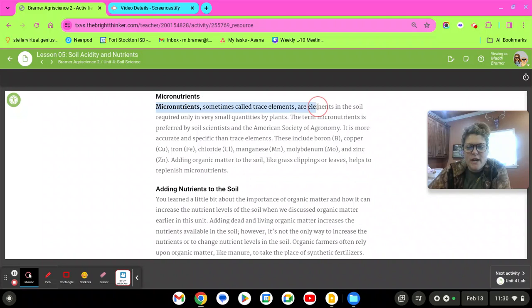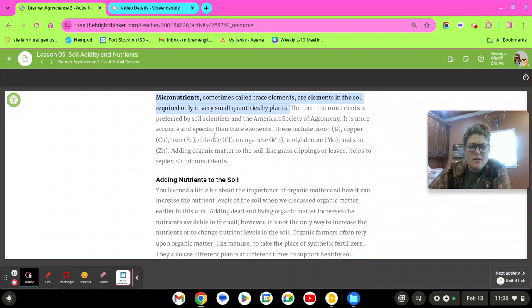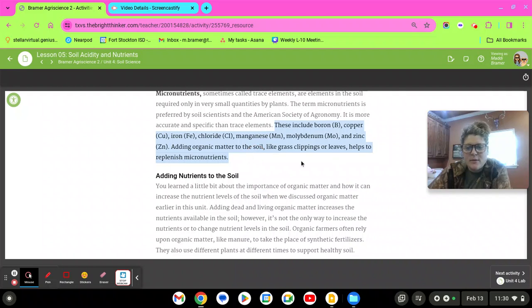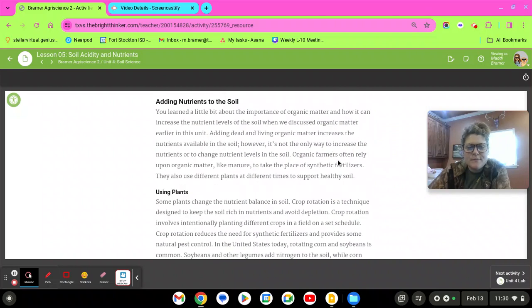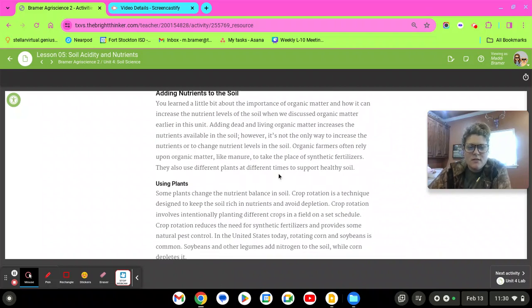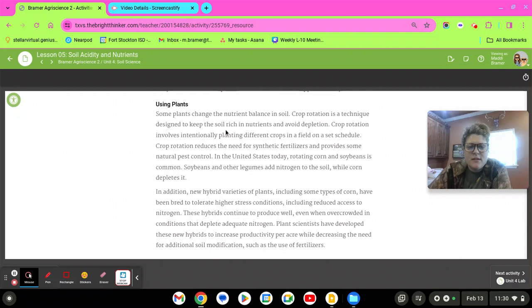Micronutrients are trace elements. They are needed in small quantities by the plants. These are like boron, copper, iron, chloride, manganese, molybdenum, and zinc. Even just adding grass clippings or leaves, you could help replenish these nutrients. With some plants, you could put different plants into the soil to put different nutrients back. That's why crop rotation is important. It's a technique designed to keep the soil rich.